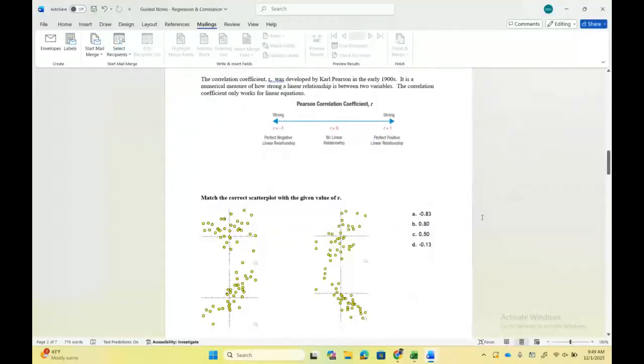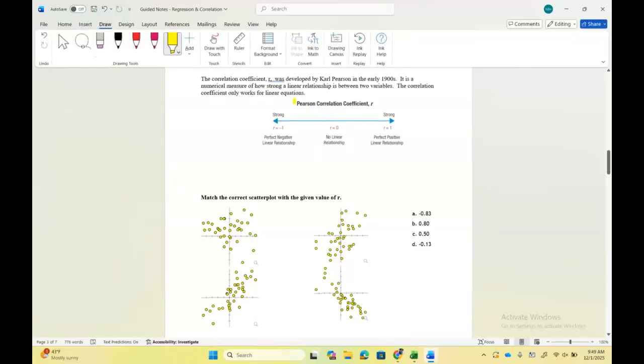All right, so instead of just saying strong or weak, in math we like to assign numbers to things so we can be objective and not subjective. So this number we assign to that strength of a relationship is called Pearson's correlation coefficient. Okay, and we're going to use the letter R for that. So if R is -1, that is a perfect negative linear relationship.